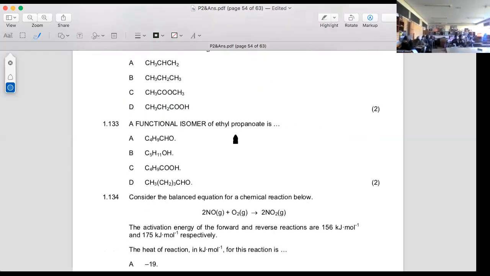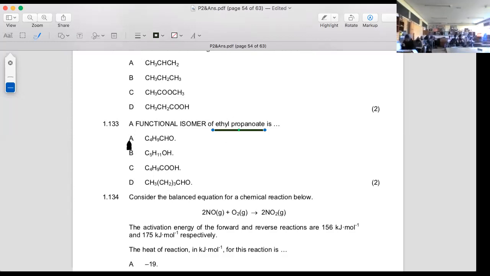A functional isomer of ethyl propanoate. I'm not even looking at the rest of the questions. I know the answer. That's an ester, so I know immediately what I'm looking for. I'm looking for a carboxylic acid. Which of those is a carboxylic acid?